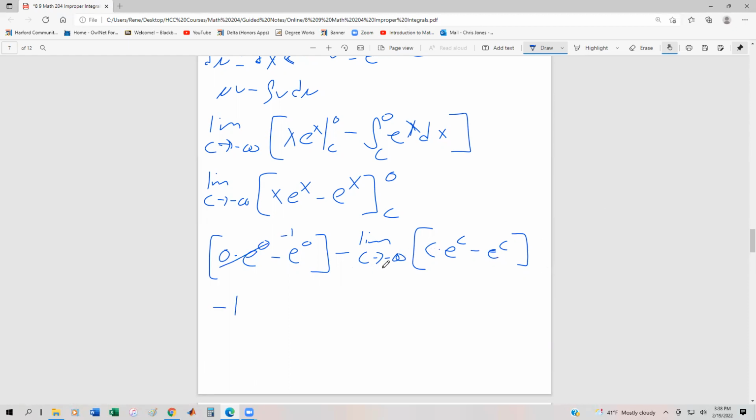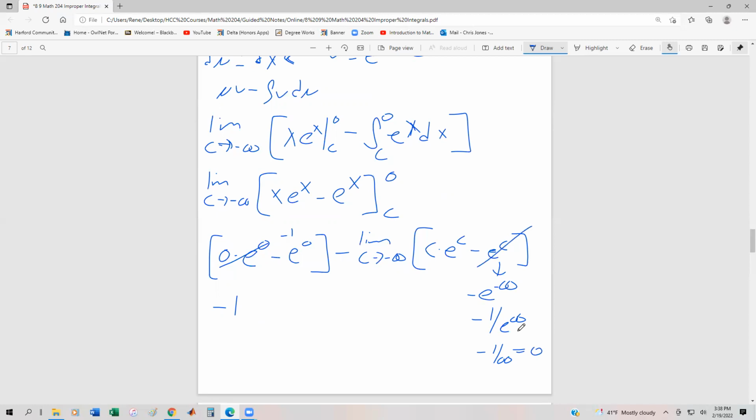Now, this limit is a little bit sneaky. If you substitute negative infinity back in, this would be negative e to the minus infinity, which is really negative 1 over e to the infinity. e to the infinity is just infinity, and anytime you divide a constant by infinity, it's 0. So that makes this term go away.